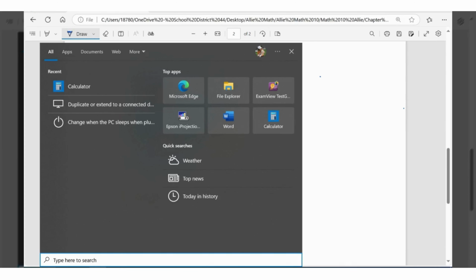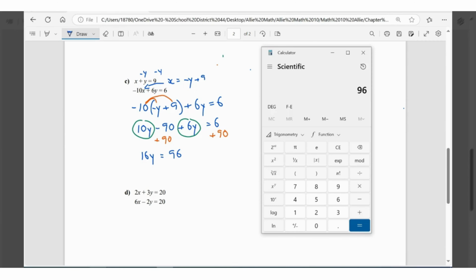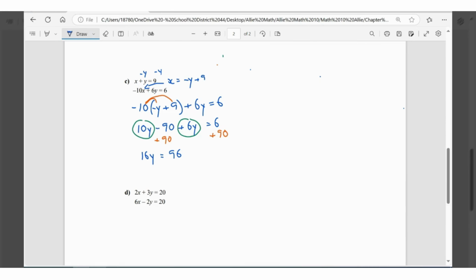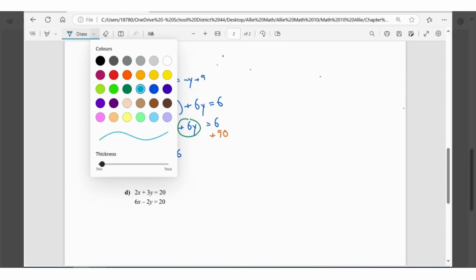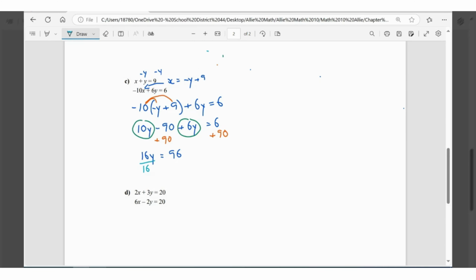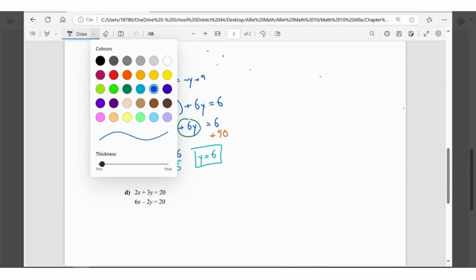Oh, I need a calculator for this. Let's do 96 divided by 16 equals 6. Show you that step. Divided by 16, divided by 16. y equals 6. And now we can put y into either equation. The top one looks easiest. You can kind of see it's going to be 3. So let's do it anyways.